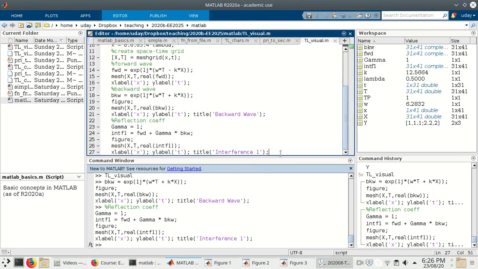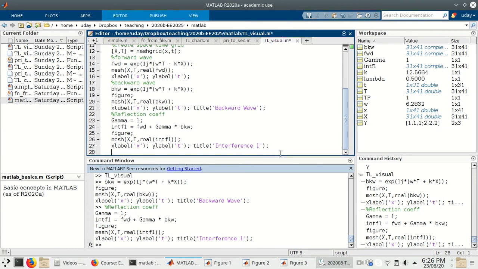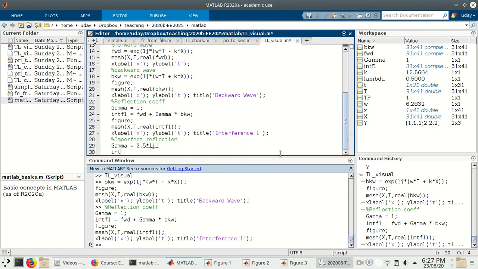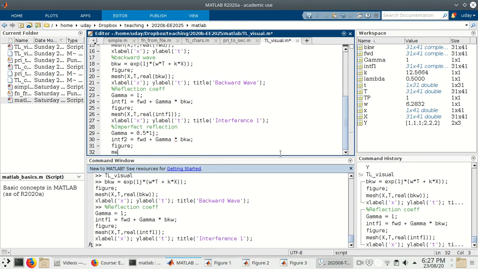Now, this was the case when I had perfect reflection. I can also have imperfect reflection, right? So let's take imperfect reflection. For example, I can say gamma is reflected with an amplitude of, let's say, half, and let's say that as a result of the reflection, a phase constant also gets added. So let's say 1j. Okay, why not, right? So let's call this in INTF2 the new wave. So this is now gamma times the backward wave.